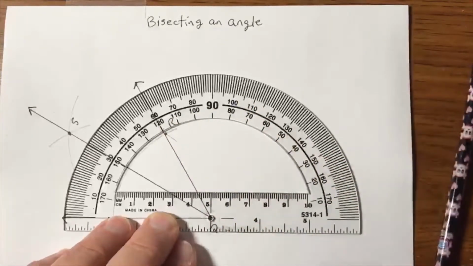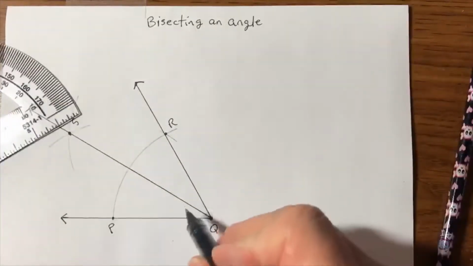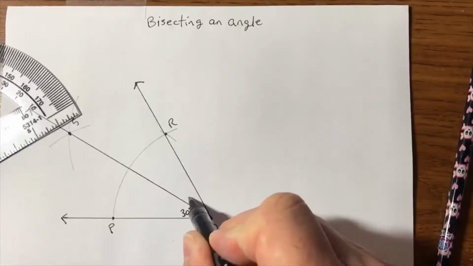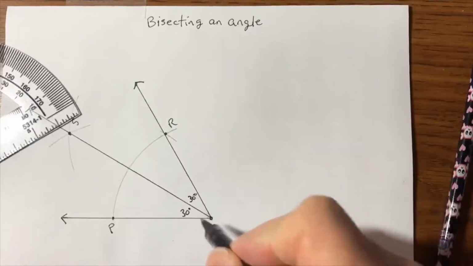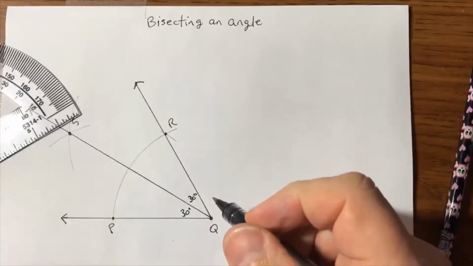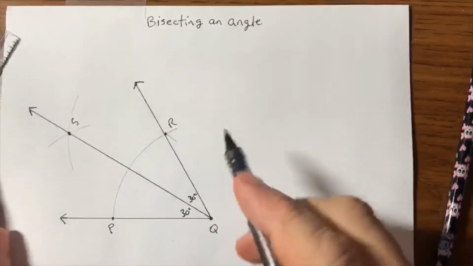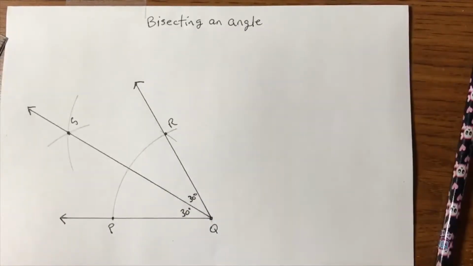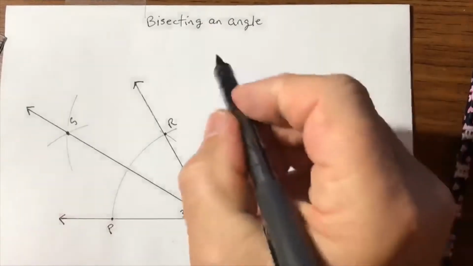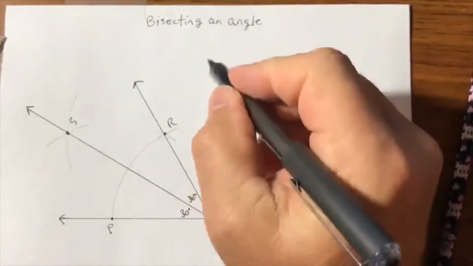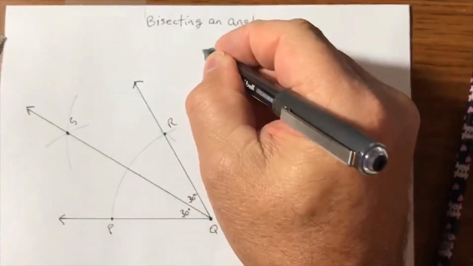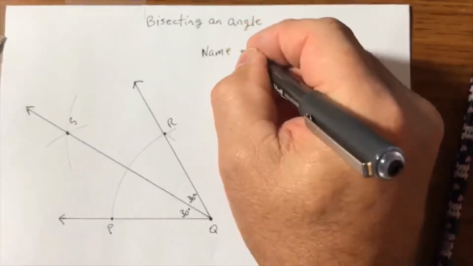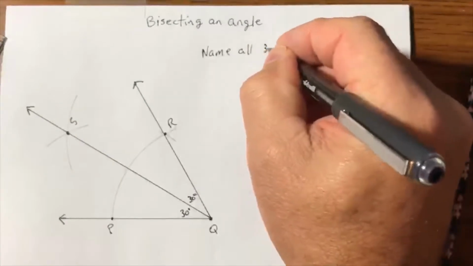All right. So this is our 30-degree angle here and our other 30-degree angle here. This was a 60-degree angle. We bisected the 60-degree angle and now have two 30-degree angles. Okay, over here I want you to name all 30-degree angles.